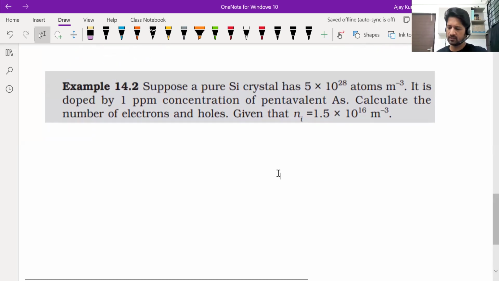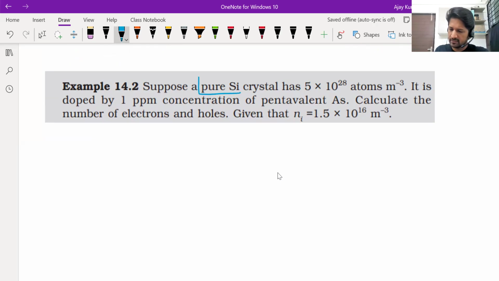Suppose a pure silicon crystal. Pure silicon is an intrinsic semiconductor. They are saying it has 5 into 10 power 28 atoms per meter cube. So they have given you the atomic density: how many atoms are there per unit volume? 5 into 10 power 28. It is doped by 1 ppm.